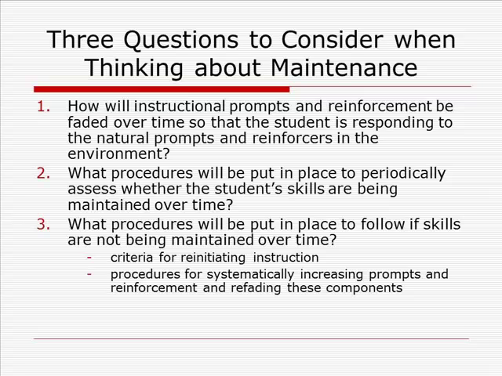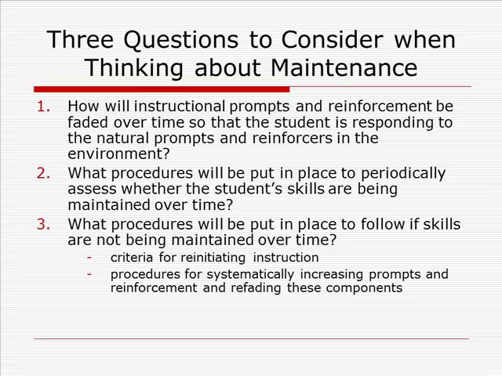And the third question is, what procedures will be put in place to follow if skills are not being maintained over time? There are two questions to consider here. What are the criteria for reinstating instruction? How many times, over what period of time, what percent accuracy would determine that the student has in fact lost some of the skills that have been taught and indicate to you that you need to put some instructional procedures back into place. And the second thing to consider under question 3 is, what are the procedures for systematically now increasing prompts and reinforcement and then refading those components again?